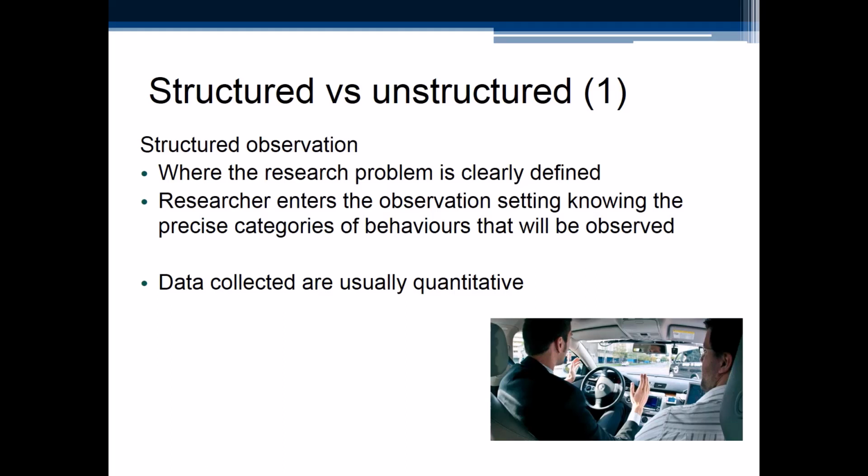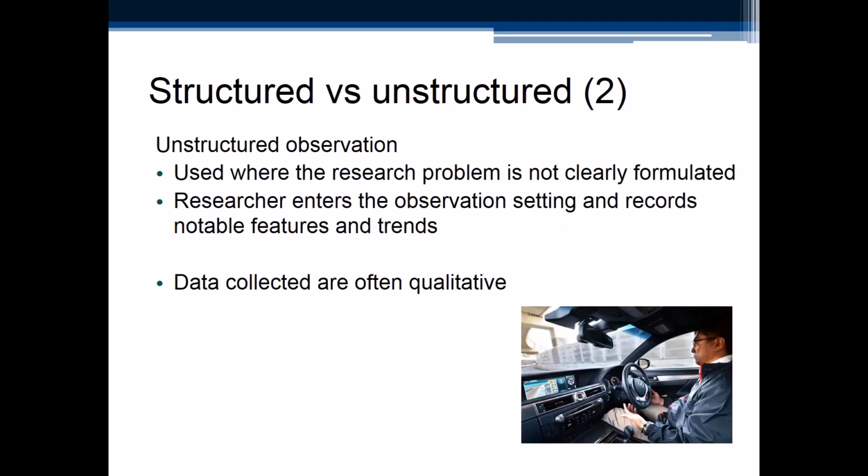It's really quite quantitative. You can compare that with an unstructured form of observation where the researcher enters that setting. They don't necessarily have a clear definition of what they're going to be observing. They're just going to look at what emerges across time and take notes of everything that does go on. So in this depiction here, how does this guy interact with the driverless vehicle as it's moving along the street?